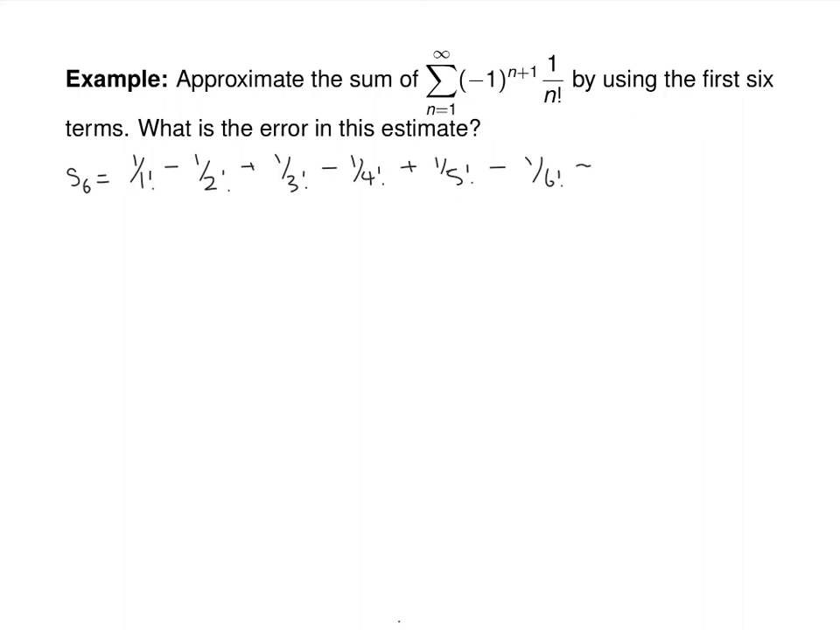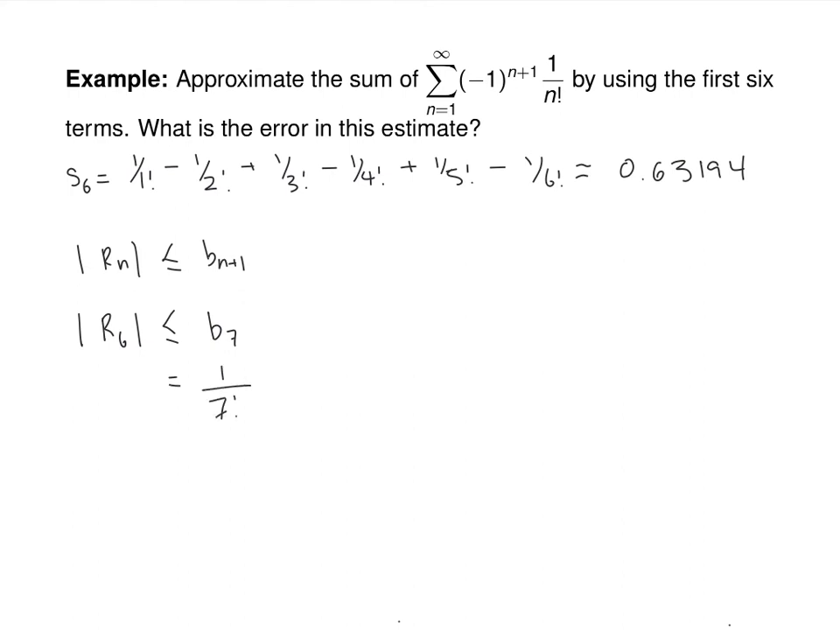That's about equal to 0.63194, approximately. And from this remainder theorem, we know the absolute value of our remainder is less than or equal to Bn plus 1. So in this case, we have the remainder with n equals 6 is less than or equal to the 7th term, and that is 1 over 7 factorial.